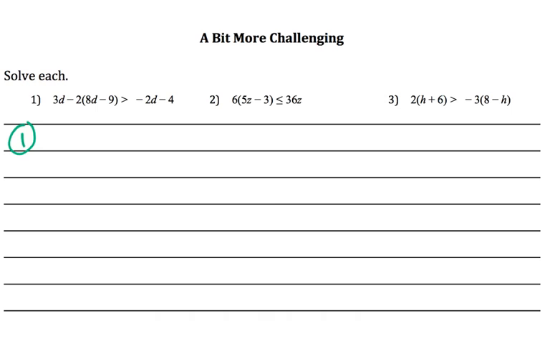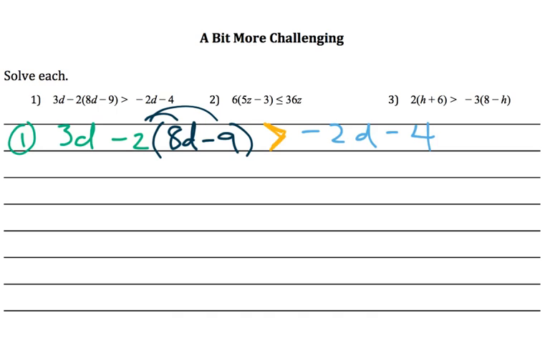So here's number 1, 3D minus 2 times the quantity 8D minus 9. I'll close that parentheses. And then I'm going to make the greater than symbol stand out slightly. And then over on the other side, I'll make this in blue, negative 2D minus 4, just so this part stands apart. So the first thing we're going to do is distribute. We're going to get rid of the parentheses, which will leave me with 3D on the left side, minus 16D plus 18 is greater than negative 2D minus 4.